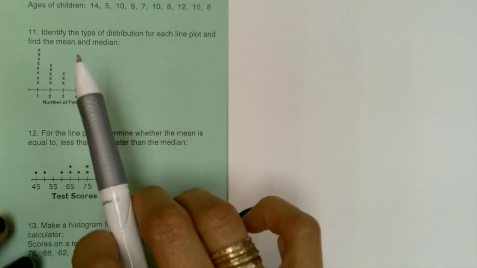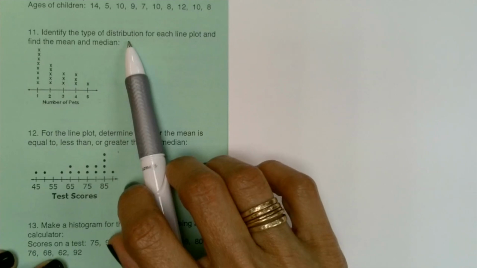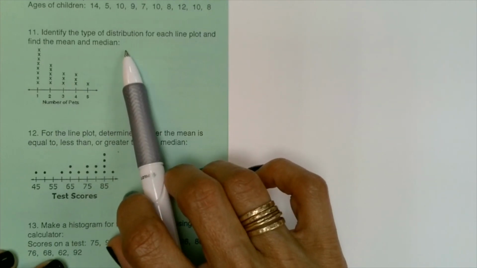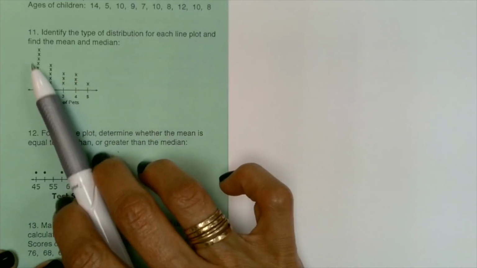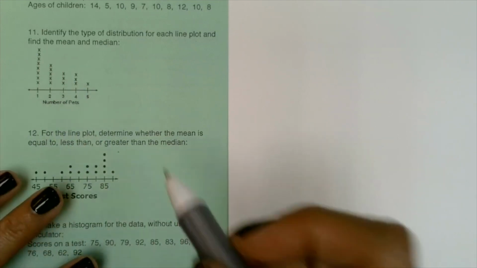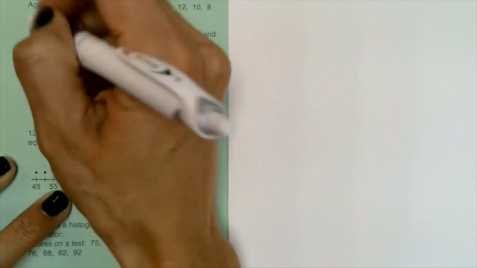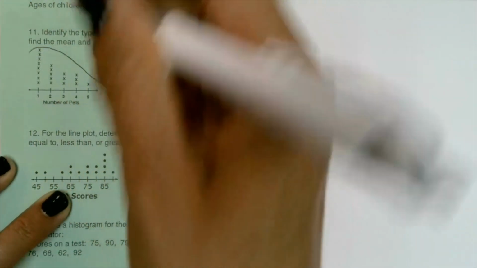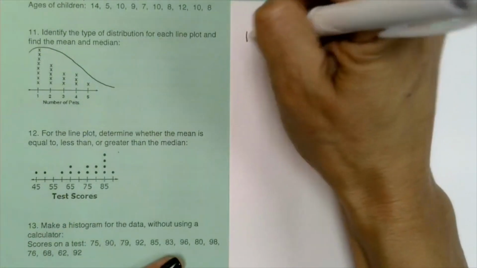For number 11, it says identify the type of distribution for each line plot and find the mean and median. So first you can see the data values are going down to the right. So we're going to say that this is skewed right. So number 11.